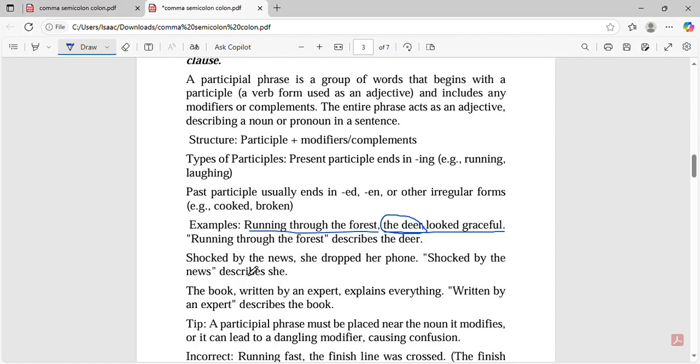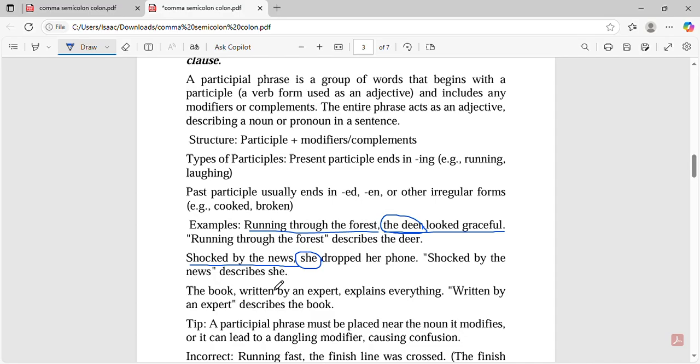Shocked by the news, she dropped her phone. So who was shocked by the news? She. So the participial phrase here is simply giving us more information about she, which is the pronoun, and there has to be a comma before the noun.